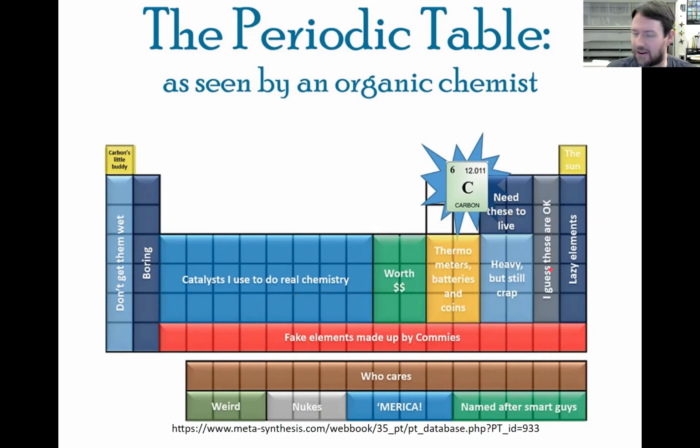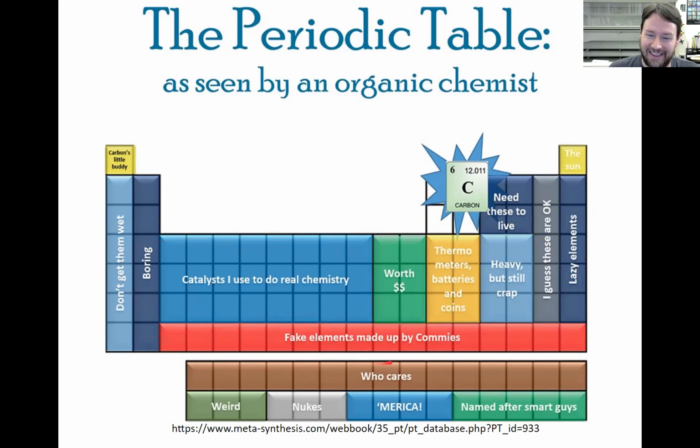I guess these are okay, atoms are things like fluorine and chlorine and iodine and bromine. And then we have all these lazy elements that really don't react at all. And those are kind of interesting, so I'll maybe talk about those a little more later. And then there's all the other stuff, the catalysts, the ones that are worth money, the ones you find in thermometers, batteries and coins like mercury and nickel and things.